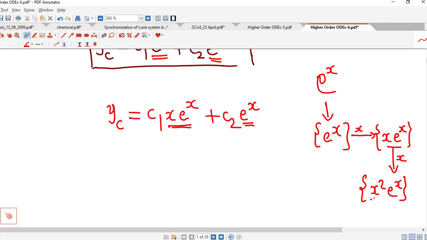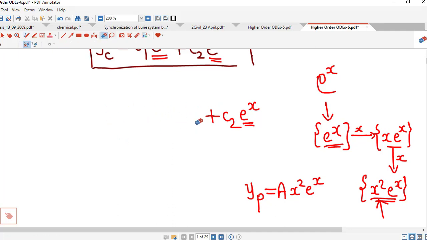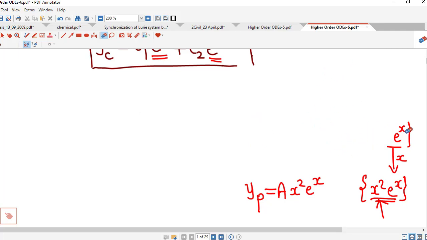So now x square e raised to x is not present in the complementary function, so the choice for particular integral in this case will be a into x square into e raised to x. So all we have to remember is that no member of the family of derivatives is present in the complementary function. If any member of the family of derivatives is present in the complementary function, then we multiply every member of the family by powers of x so that we have independent functions. Okay, so this is what we have to take care of while assuming the particular integral in this method.